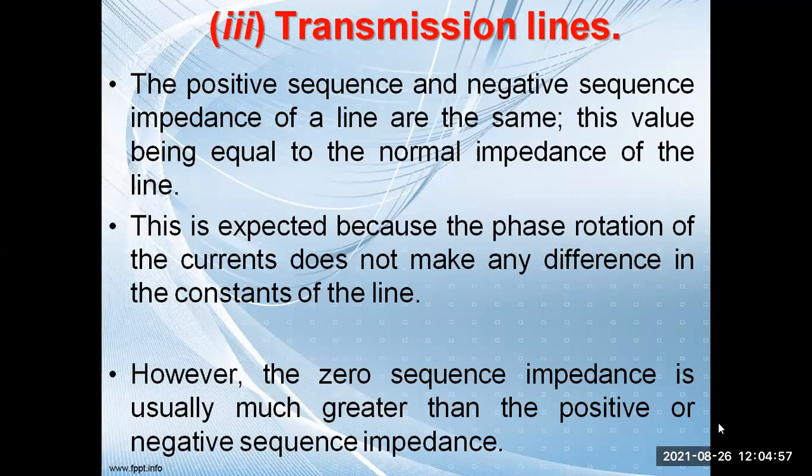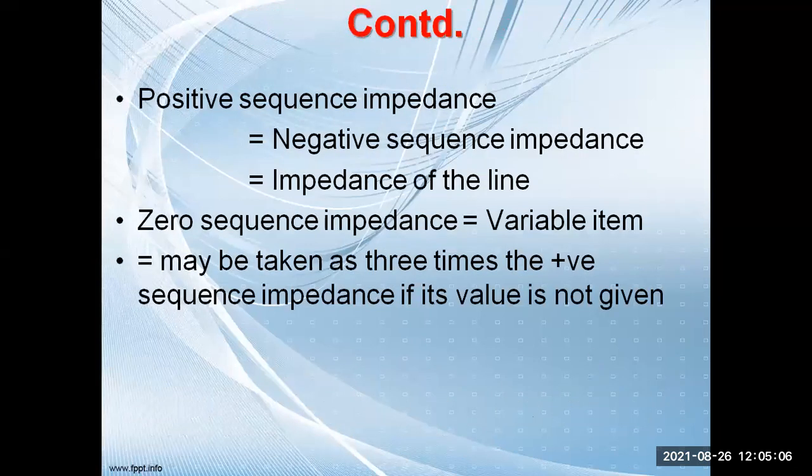So for the transmission lines, the zero sequence impedance is usually much greater than the positive or negative sequence impedance. In short, for a transmission line, the positive sequence impedance will be equal to the negative sequence impedance, that is the impedance of the line, and the zero sequence impedance will be a variable item and may be taken as 3 times the positive sequence impedance if its value is not given.